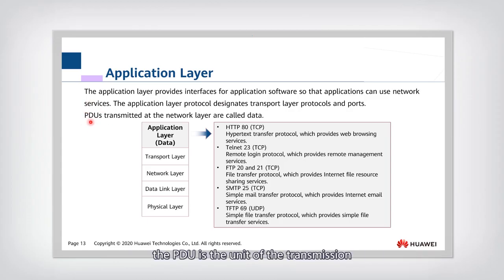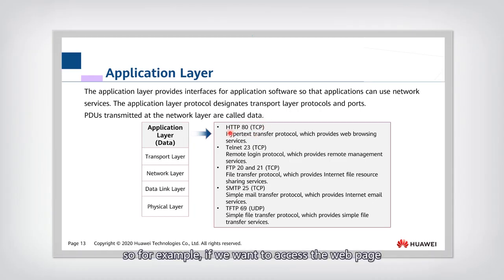The PDU is the unit of the transmission, or we can call the PDU the data transmitted in the network. For application layer data, actually they can be in different format or different message. So these are several typical application layer protocols. This number defines the port number, and this means which transport layer this application layer protocol relies on.